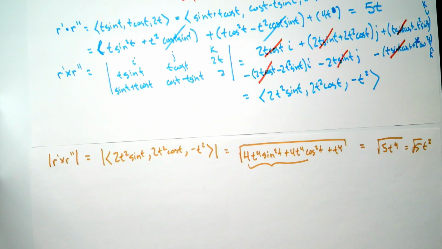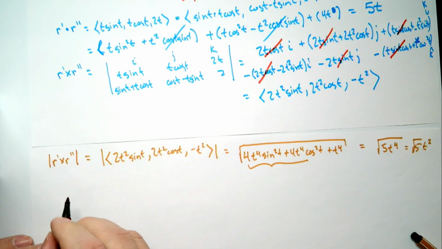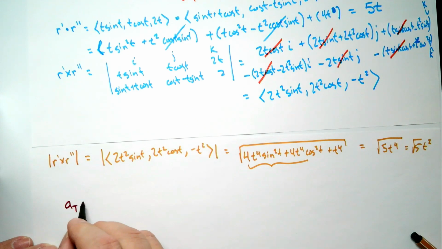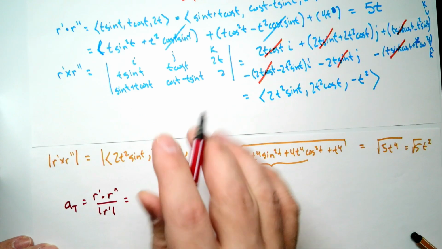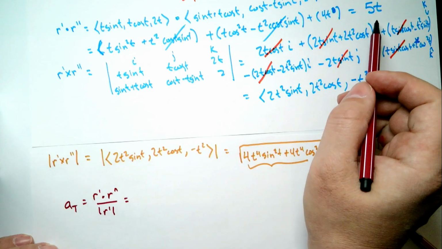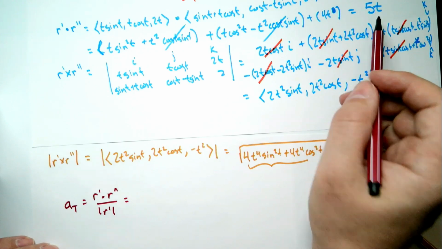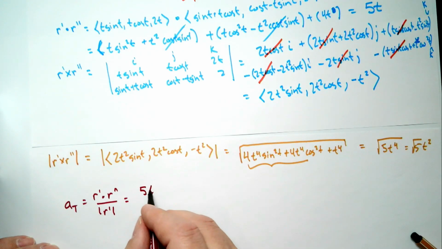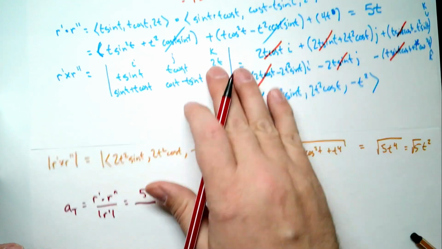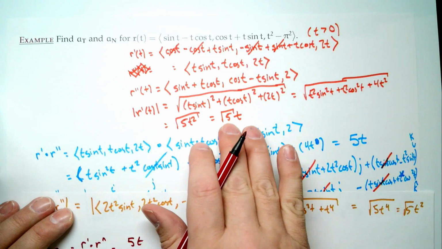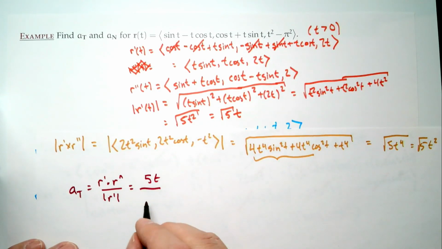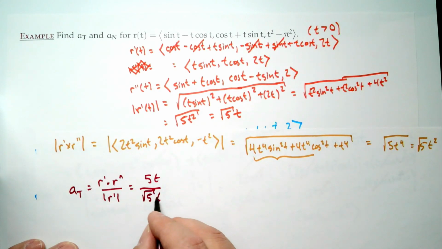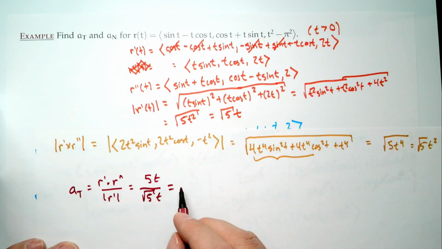Okay. And we're still not quite done, but we're almost to the point where we can write down the answer. So here we go. A sub t is r prime dot r double prime over the magnitude of r prime. So we found the dot product was 5t. Is it still there? It is, right there. That's 5t that came from the dot product. The magnitude of r prime is way back here. That's the square root of 5t. Okay, so we'll move that up, square root of 5 times t. Put them together, what do you end up with?